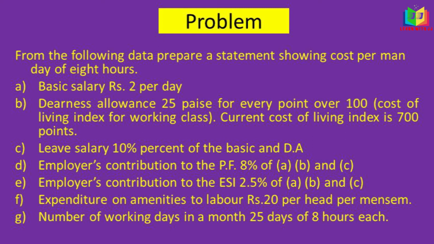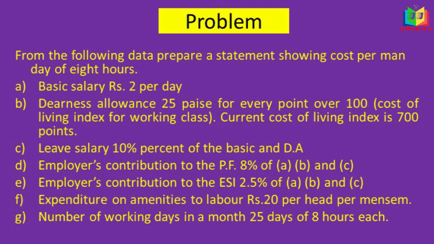Employer contribution to the PF is 8% of A, B and C. Employer contribution here is 8%, and it should be based on A, that is basic salary, B is dearness allowance, and C is leave salary. Based on these three, the employer contribution to PF is to be calculated.